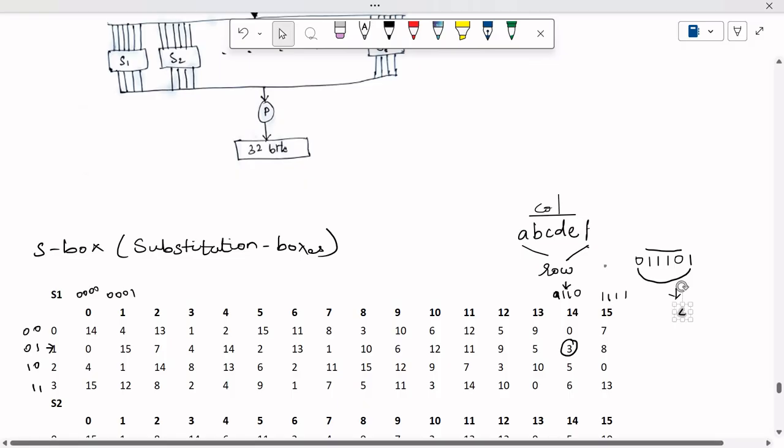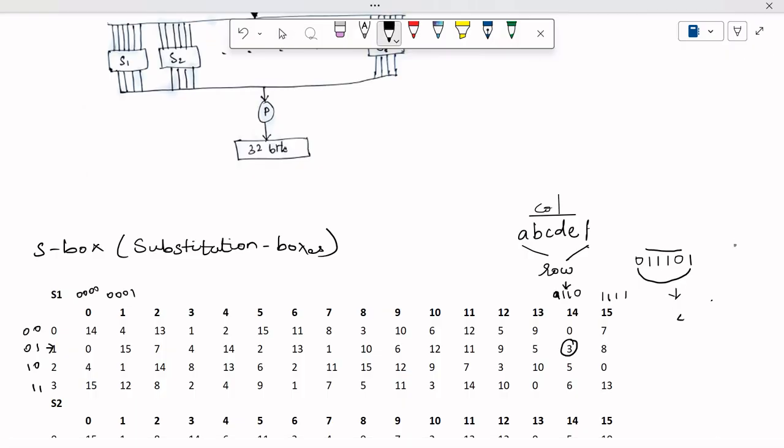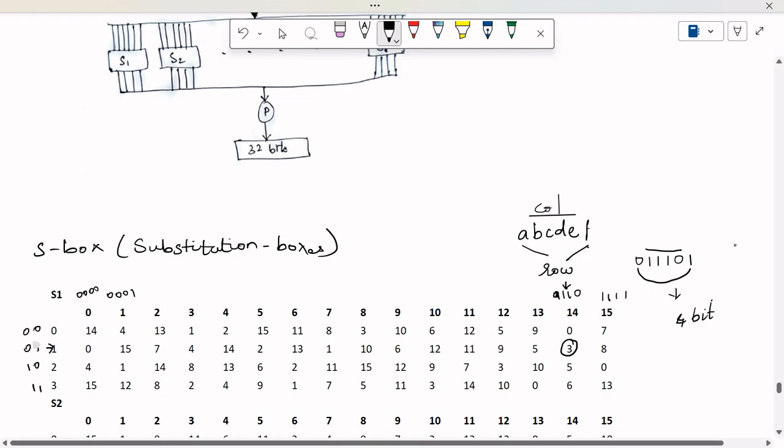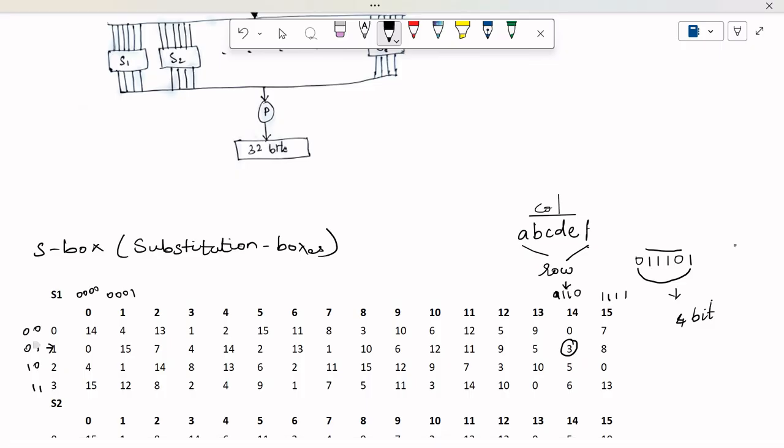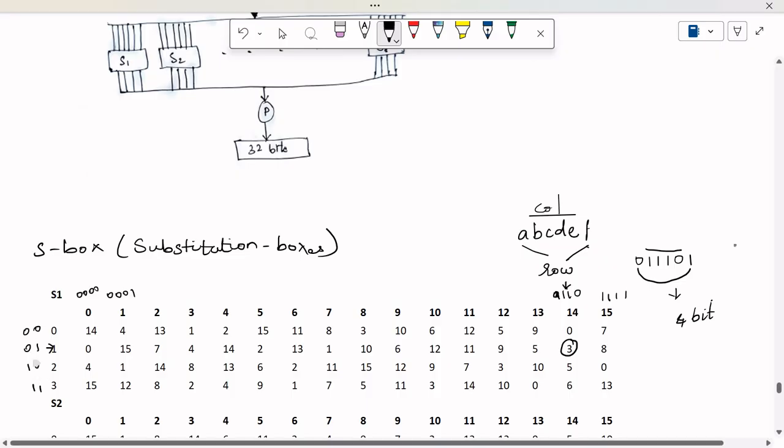So all the entries of the S box will be of 4 bits. That is, the value will range from 2 to the power of 16. So here you can see all the values. You can see it ranges from 0 to 15. So the entries in this S box will be a 4-bit value. So the output will be a 4-bit value.